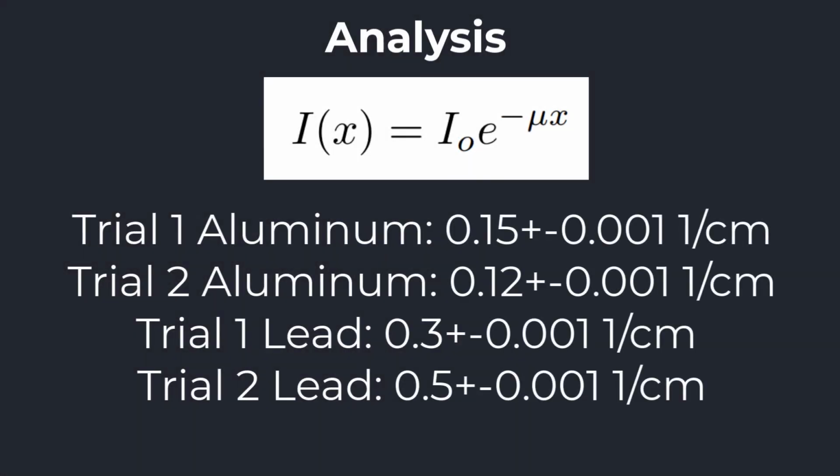The fitting equation shown here allowed me to solve for the attenuation coefficient denoted by the Greek letter mu in the exponential. Trial 1 aluminum had an attenuation coefficient of 0.15 plus or minus 0.001 inverse centimeters, while trial 2 had 0.12 plus or minus 0.001 inverse centimeters. For lead, I got an attenuation coefficient on the first trial of 0.3 plus or minus 0.001 inverse centimeters, with the last trial of lead with a value of 0.5 plus or minus 0.001 inverse centimeters.